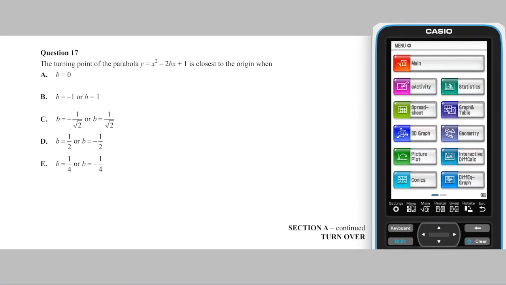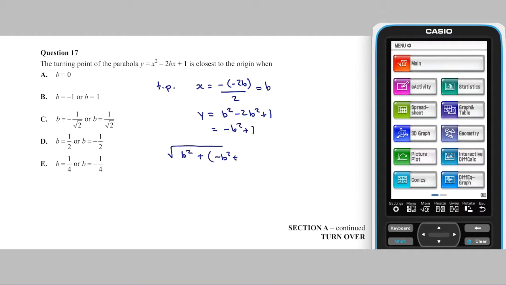Question 17. The turning point of the parabola can be found using the property x equals minus b on 2a, or in this case, minus minus 2b over 2, which equals b. And the y-coordinate will be equal to b squared take 2b squared plus 1, or minus b squared plus 1. An expression for the distance between this point and the origin can be generated using the distance formula: b minus 0 squared, or b squared, plus the y-coordinate minus 0 squared.